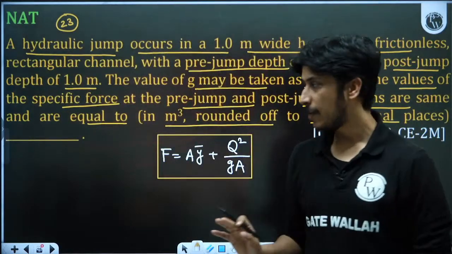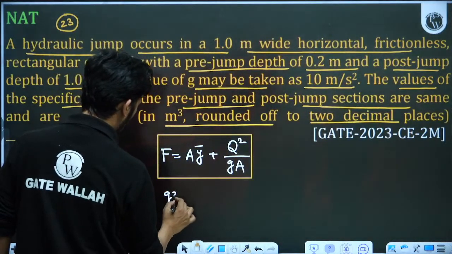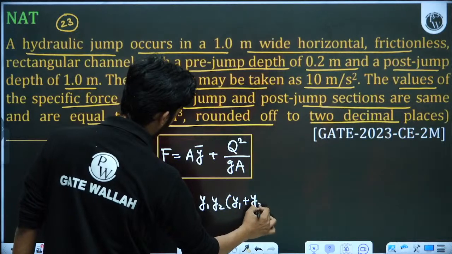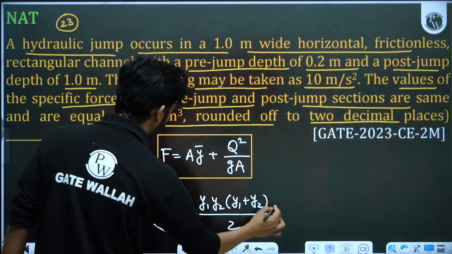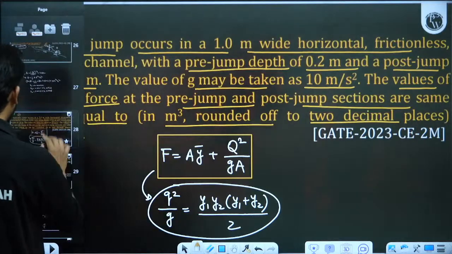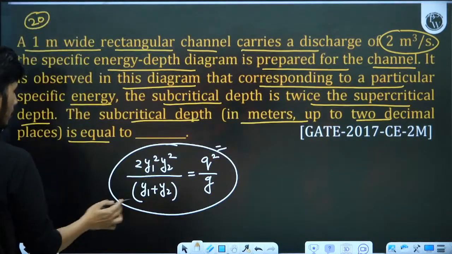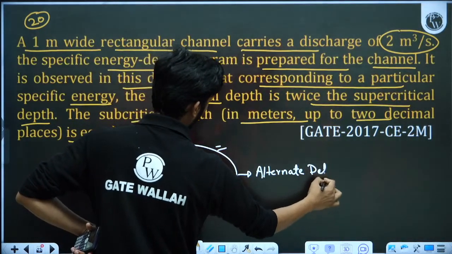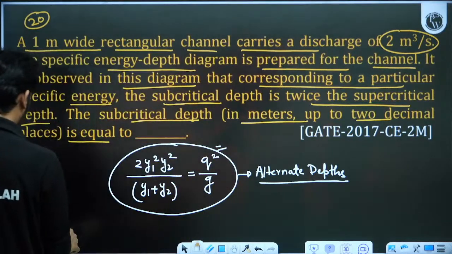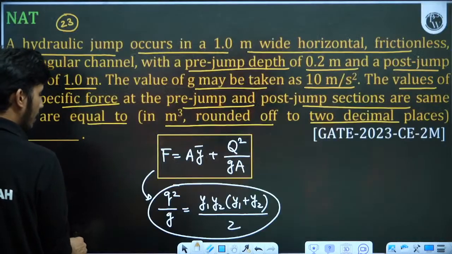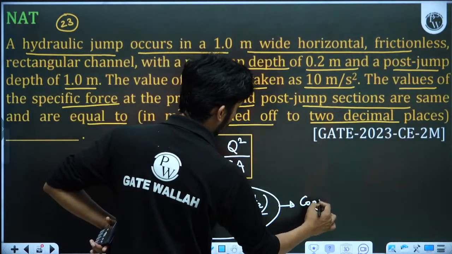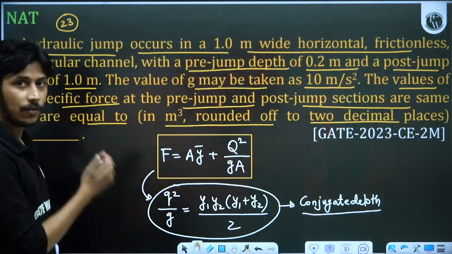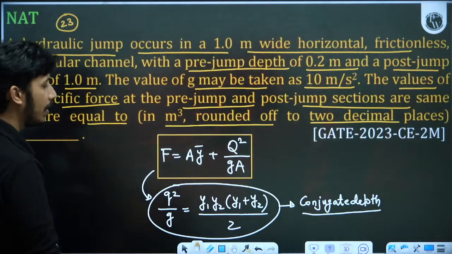For calculating the discharge, you have one more formula: q square by g is equal to y1 y2 into (y1 plus y2) by 2. But sir, you gave a different formula with y1 y2 in the previous question. That is for alternate depths, not for hydraulic jump. Alternate depths have equal specific energy. This formula I have given you is for sequent or conjugate depths. In a hydraulic jump, this formula is applicable, and here the specific energies are not equal; only the specific force is equal. So please remember that there are two formulas, one for conjugate depth and one for alternate depth.